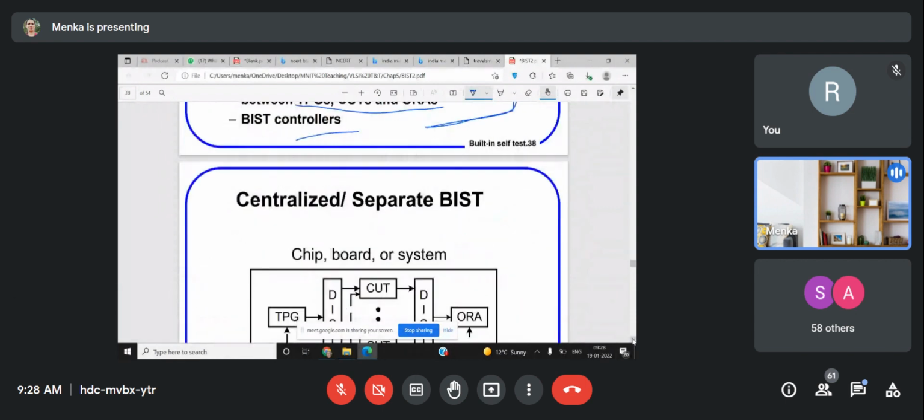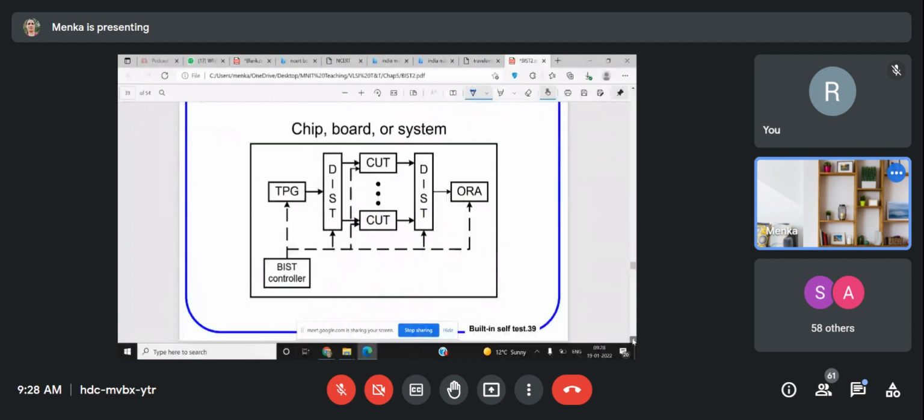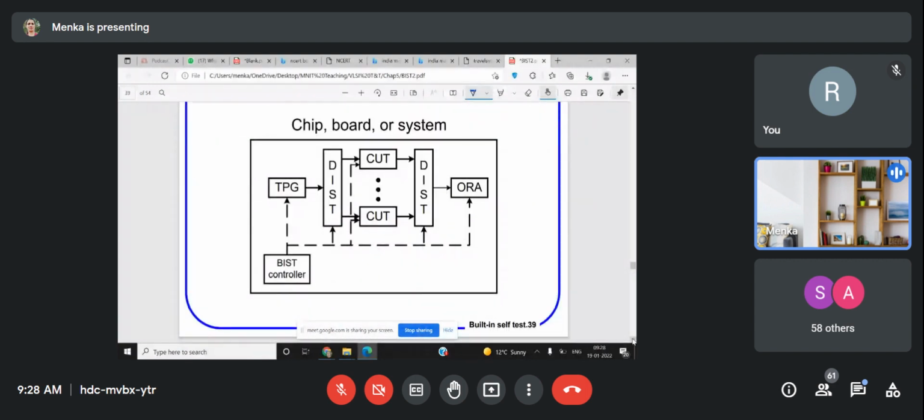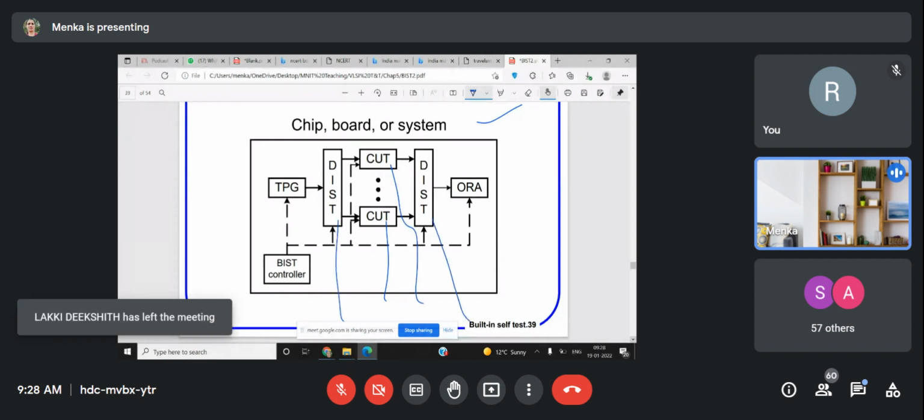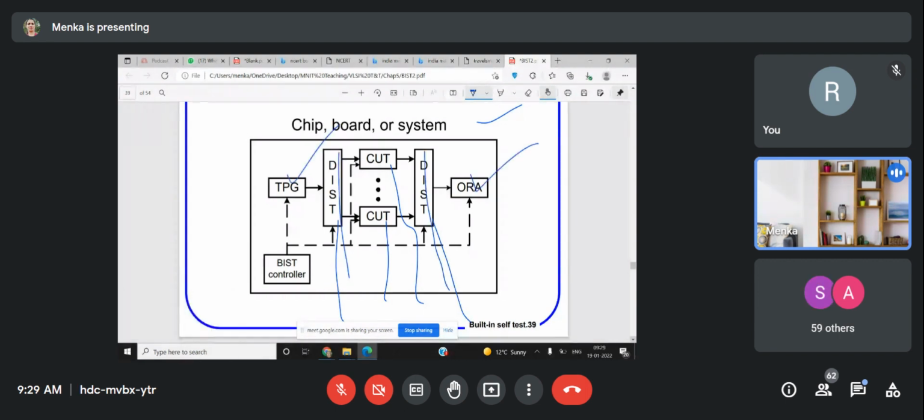So this is the centralized or separate BIST architecture. This architecture is also given in the book, and in order to know more details about it, you can read from the book. So you have the chip, this is the CUT, and this is the distributed system. After the CUT, you have this distributed system. This is the test pattern generator, this is the output response analyzer, and this is the BIST controller.